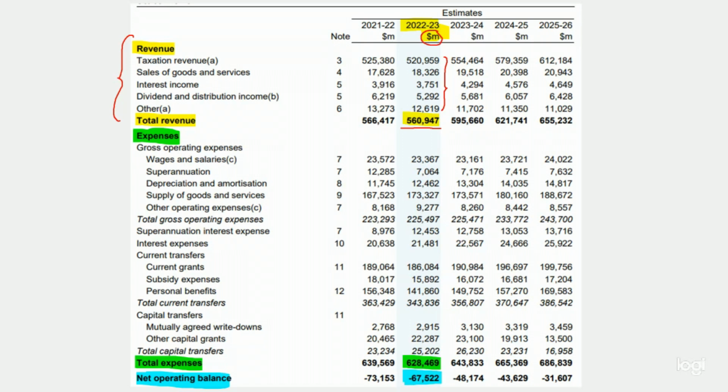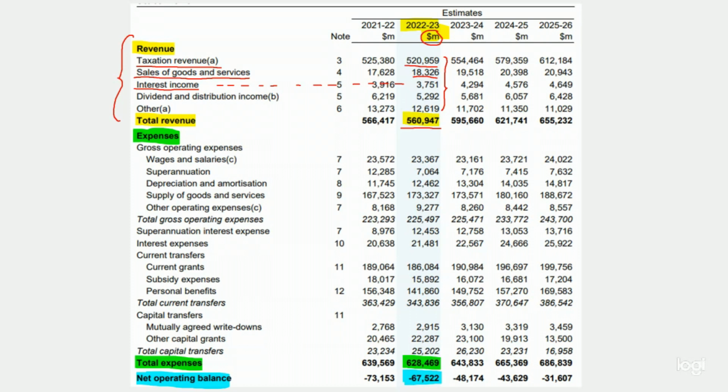So out of this $560 billion, how has it been made up? If you're reading this, it's pointing out that 520 billion came from taxation revenue, 18 billion came from the sale of goods and services. And so you read the line item on the left here to see what it relates to, and you can go down the list. So for interest income on the left here, you read across, and in the year 2022 to 23, the government was expecting that we would receive $3.75 billion in revenue from interest income. Once you read all those, it gives you a total.